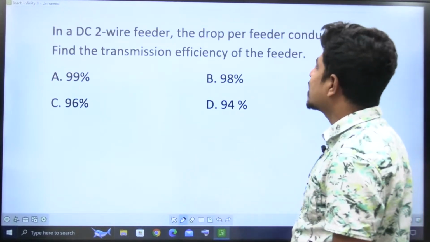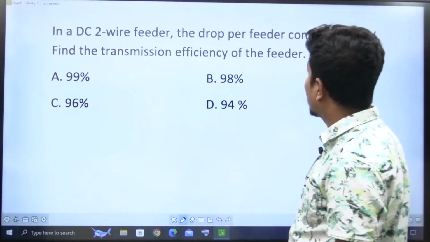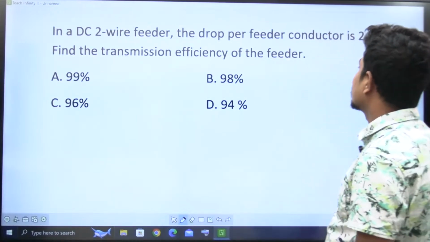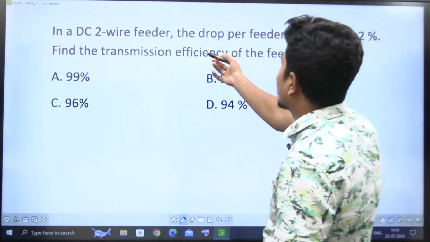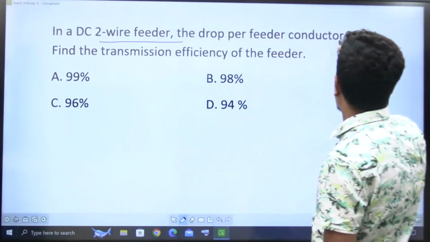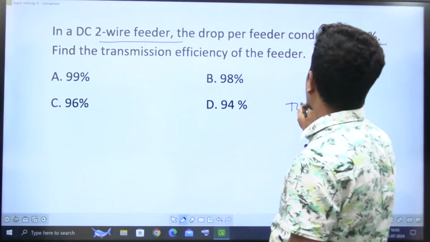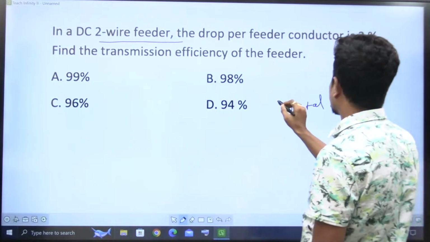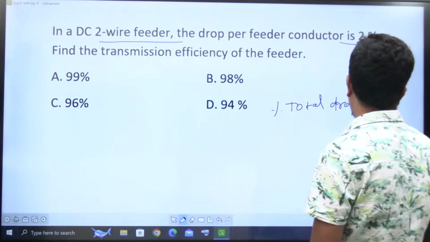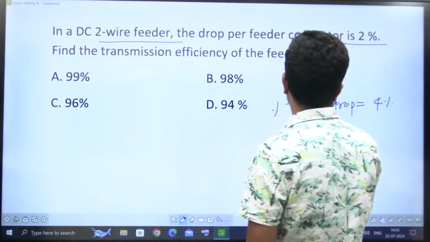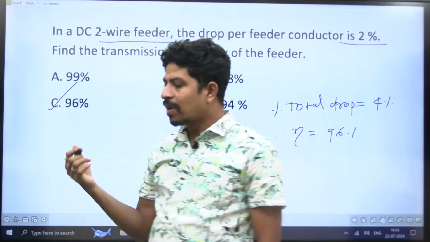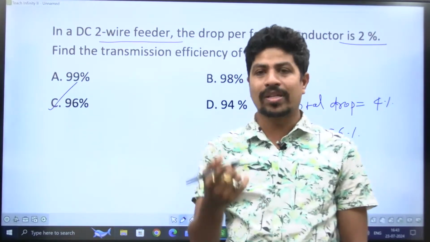Next, a two wire DC feeder, the drop per feeder conductor is 2%. Find the transmission efficiency of the feeder. See, he is saying the two wire feeder. In one wire the drop is 2%. Total drop is obviously 4%. Therefore, efficiency is equal to 96%. What is there in that? See, in one wire, if the drop is 2%, there are two wires.